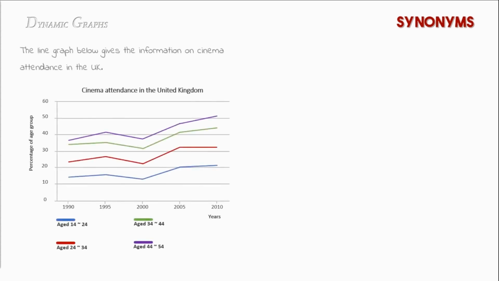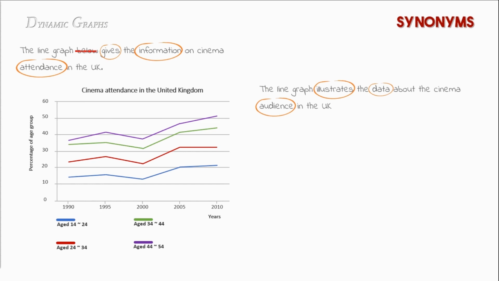For the first strategy, using synonym, this is the prompt: the line graph below gives the information on cinema attendance in the UK, and this is how we paraphrase it. The line graph illustrates the data about the cinema audience in the UK. We have to remove the word below since we will not have the given graph when we write a report in the official test. We change the verb gives to illustrates, the word information to data, and the word attendance to audience.